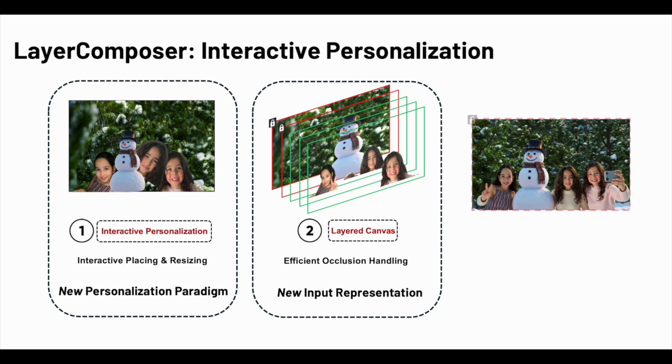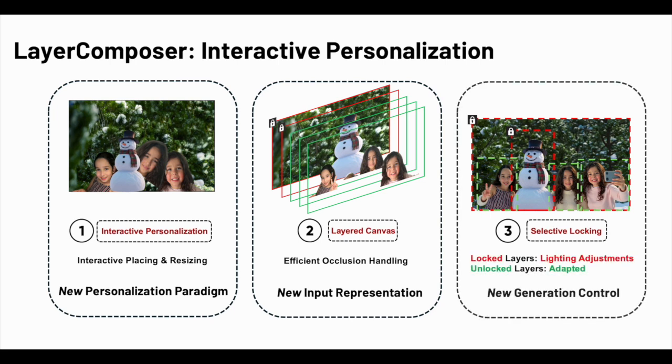Last but not least, we also introduce selective locking, where our locked layers in red are maximally preserved to remain the same as input except for minimal lighting and shading adjustments, while our unlocked layers in green are adjusted to the context.